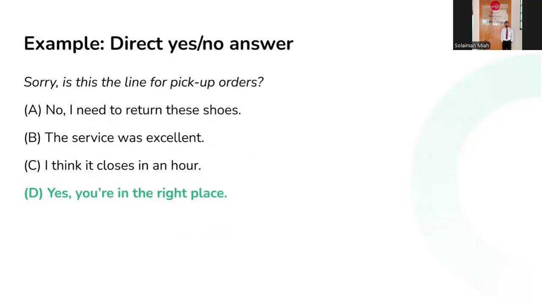Here, the correct answer directly responds to the question and even includes the word yes. But notice that the first answer also has the word no. That's not enough by itself. The rest of the content is important. The question shows that the person asking is looking for a place to be, in a line. The fourth answer choice says they are in the correct place, which matches.